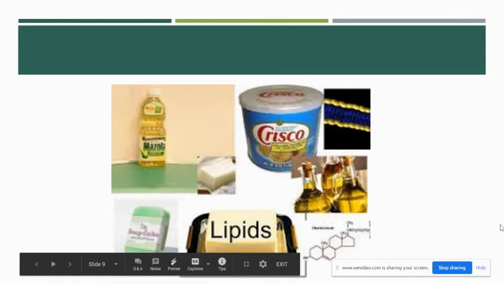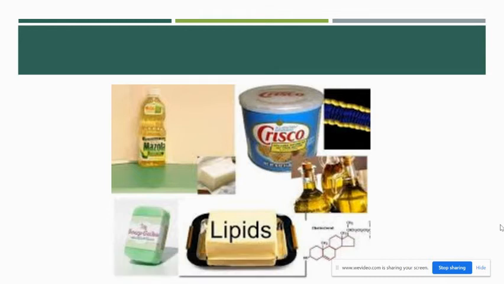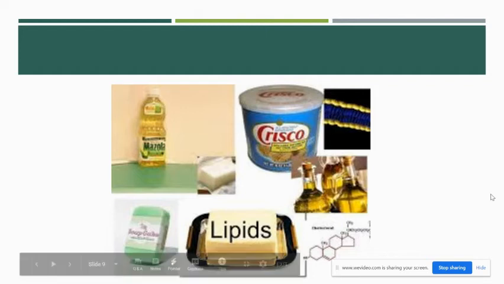And then cell membranes are also mainly made of lipids. So your oils, butter, fats, anything like that is going to be a lipid. You can think of blubber in seals as well.